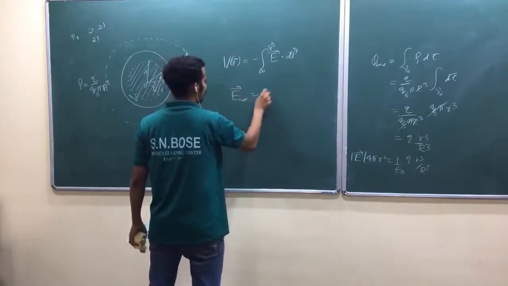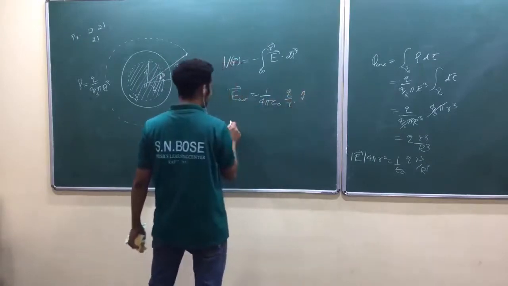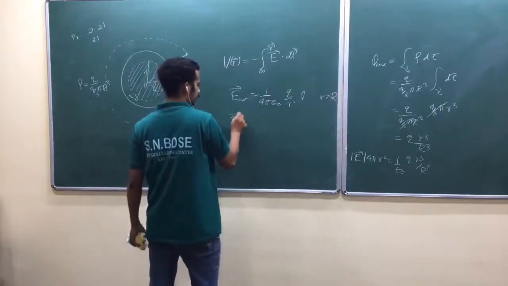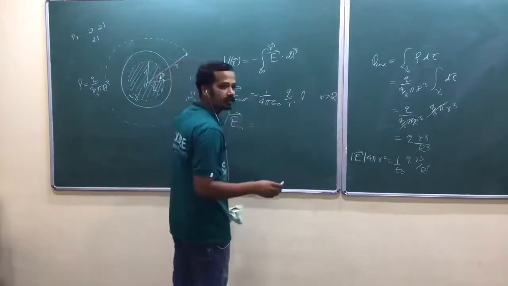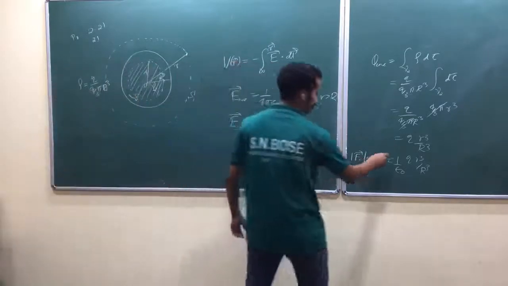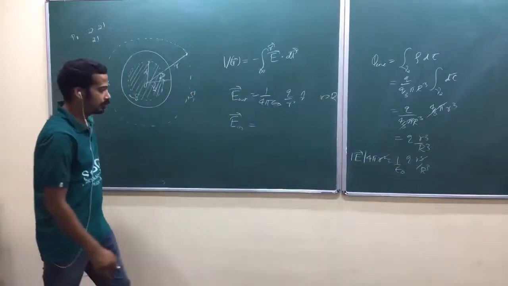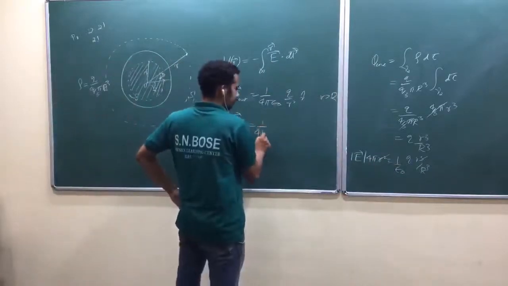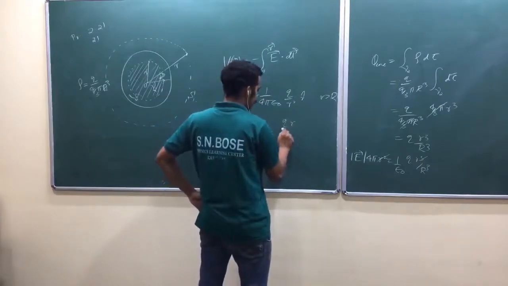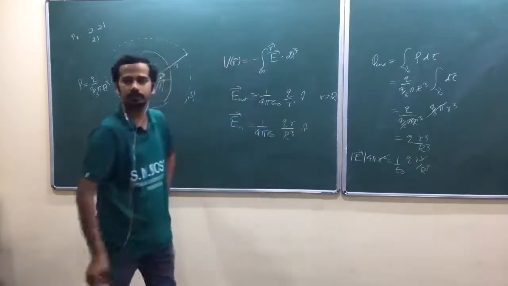E outside was 1 by 4 pi epsilon naught Q by r square r cap. E inside, where r is less than R. Somebody should have asked one question, what is on the surface? Wait a second, we shall think over it. One of the r remained in the numerator, remember. So 1 by 4 pi epsilon naught Q r by R cube. Obviously, it is along r cap. That argument should be there in the beginning.